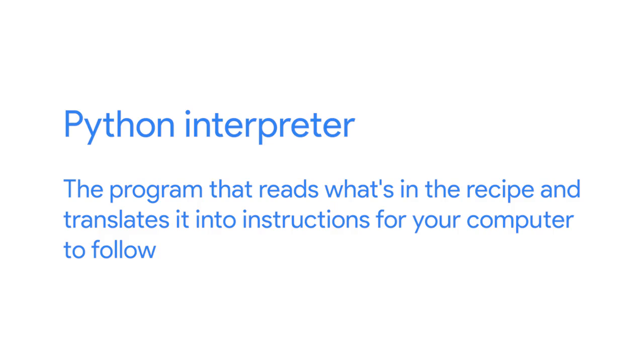Remember how we said a computer program is like a recipe with step-by-step instructions? Well, if your recipe is written in Python, the Python interpreter is the program that reads what's in the recipe and translates it into instructions for your computer to follow. Eventually, you'll want to install Python on your computer so you can run it locally and experiment with it as much as you like. We'll guide you through how to install Python in the upcoming course, but you don't have to have it installed to get your first taste of Python.